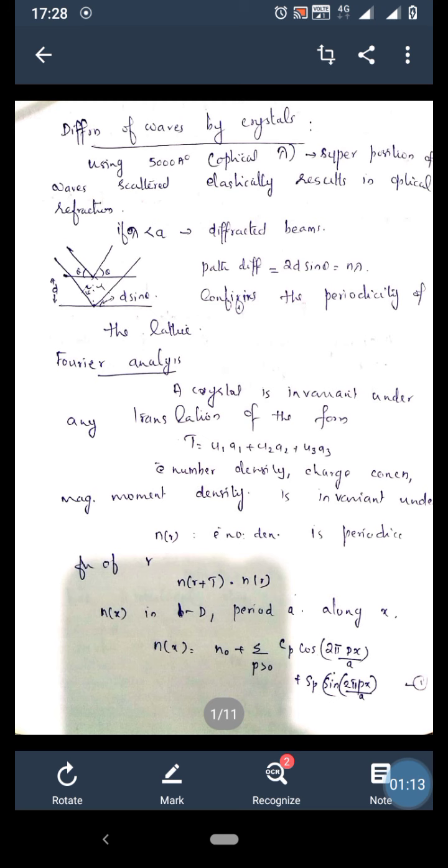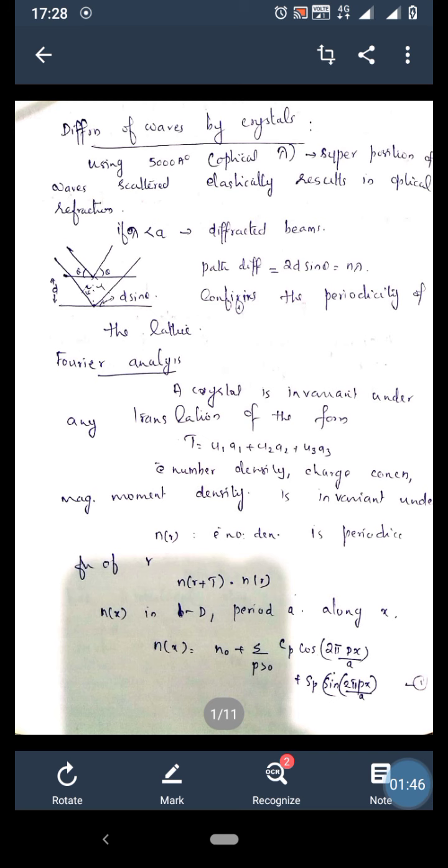For different n values, you will get different conditions. Suppose n is 1 lambda, then 2d sin theta is equal to 1 lambda. For that particular value, you will obtain a theta. And for n equal to 2, you will get another corresponding value for theta. So this confirms the periodicity of the lattice. Each plane undergoes diffraction at different angles, so theta will be different corresponding to different values of n.